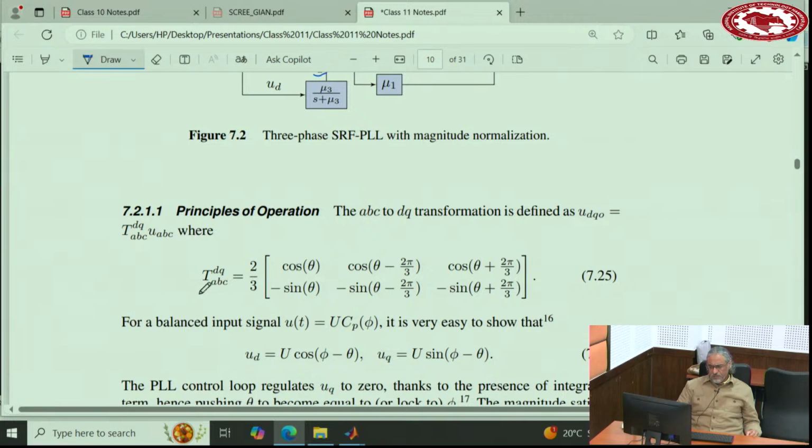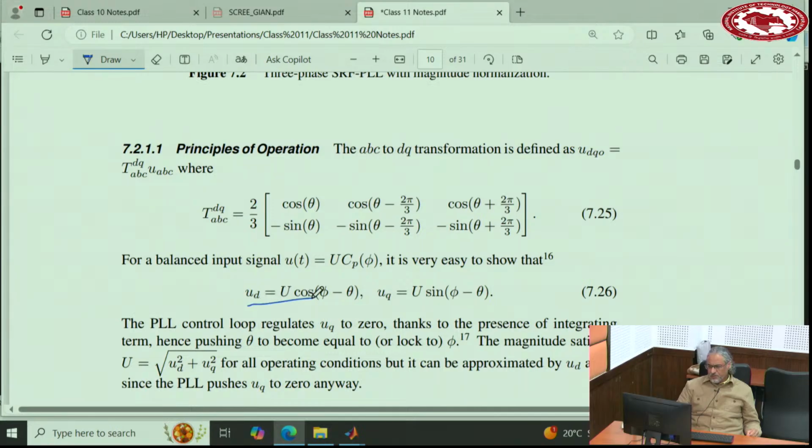So this is the ABC to DQ transformation, just a little analysis. And this is UD, this is UQ. So you see when theta goes to phi, then this goes to the magnitude because cosine becomes 1. Now if theta goes to phi, this goes to 0. So basically we push this to 0 using a control loop, a feedback loop. And then when you push this to 0, theta has to go to phi. And then when theta goes to phi, UD will go to capital U.